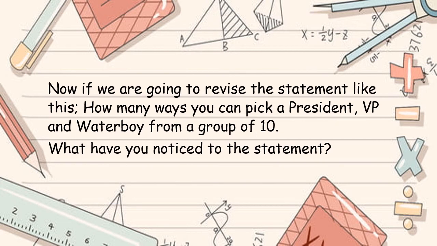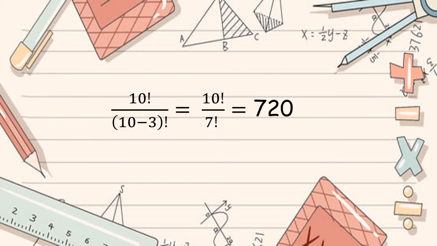Now, if we are going to revise the statement like this, how many ways can you pick a president, vice president, and a water boy from a group of 10? What have you noticed about the statement? Yes, the order now does matter. And if the order does matter, what formula will we be using? That's right, we will use the formula of permutation. So we have this, 10 factorial over 10 minus 3 factorial, which is equal to 10 factorial over 7 factorial, which is equal to 720.